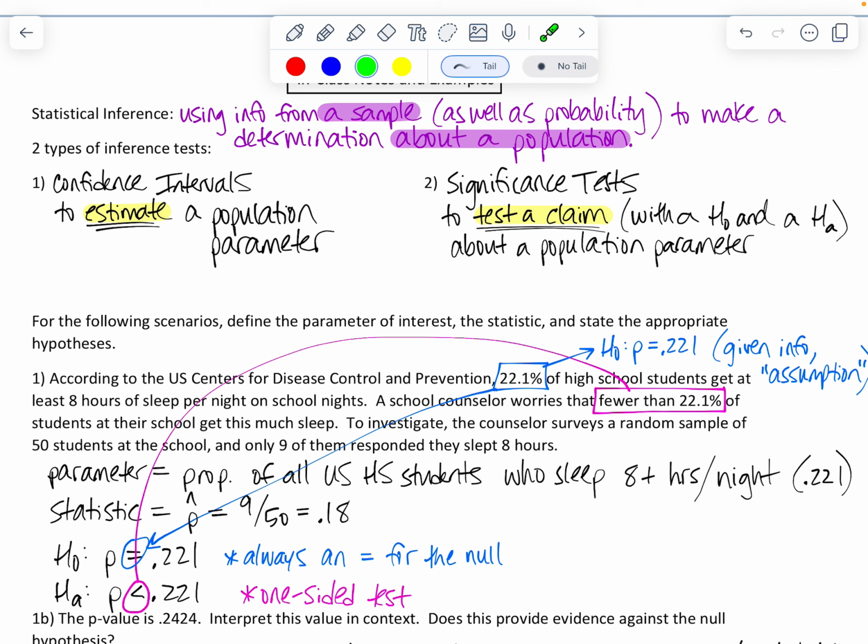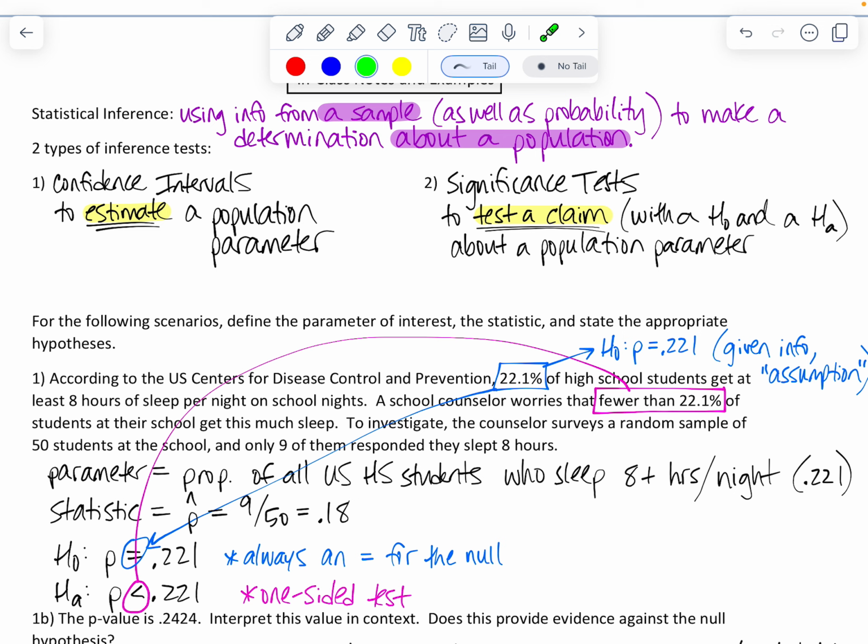A school counselor thinks, worries, wonders, is trying to decide. You can see the wording, how it's leading us to believe that we're not sure about this 22.1, this assumption that I have already written here as my H sub 0. I'll talk about that in a second. She thinks or he thinks that fewer than 22.1% might be the answer for students at their school. I'm in favor of this as well. I believe you guys are getting way less than 8 hours.